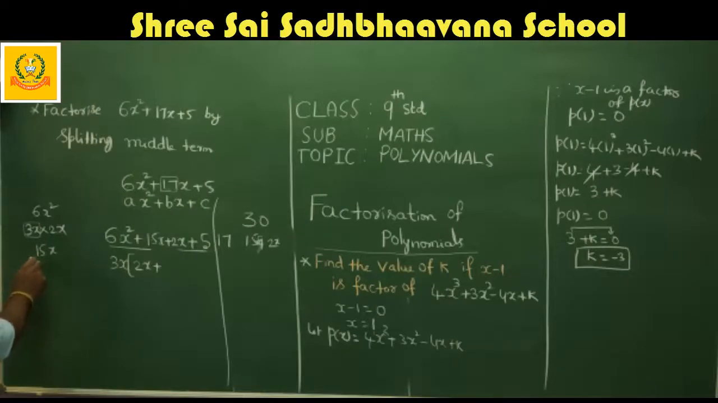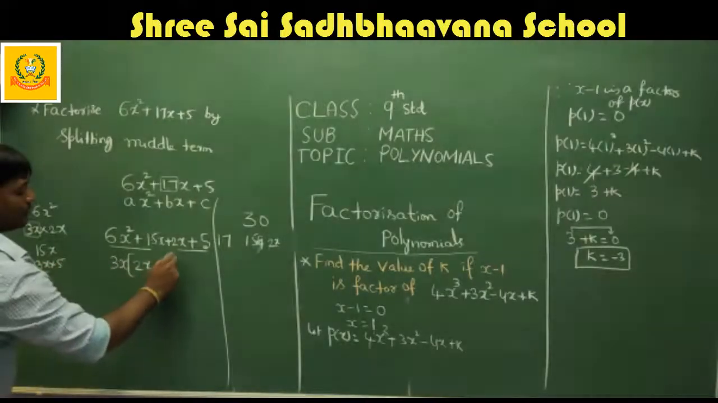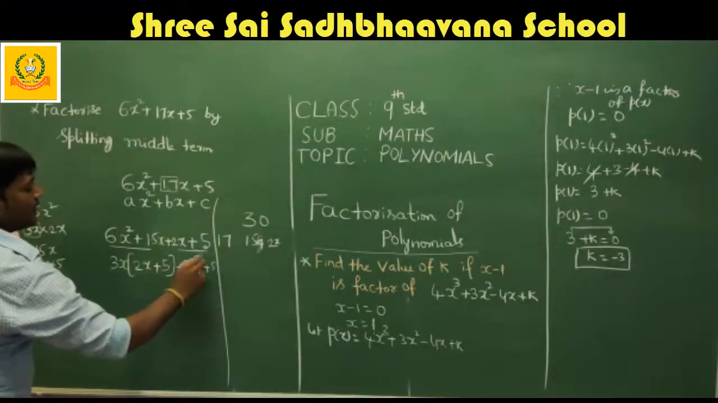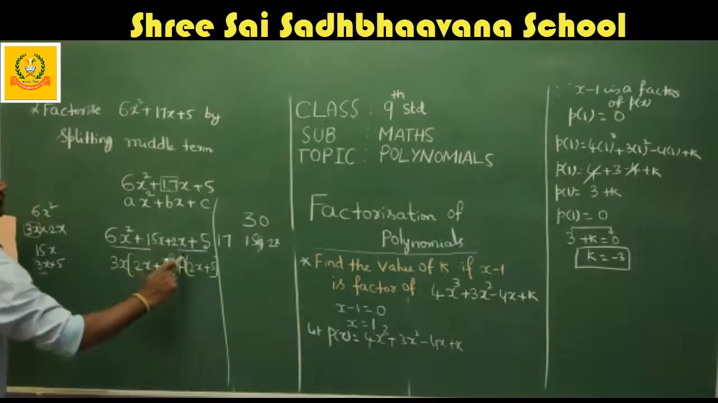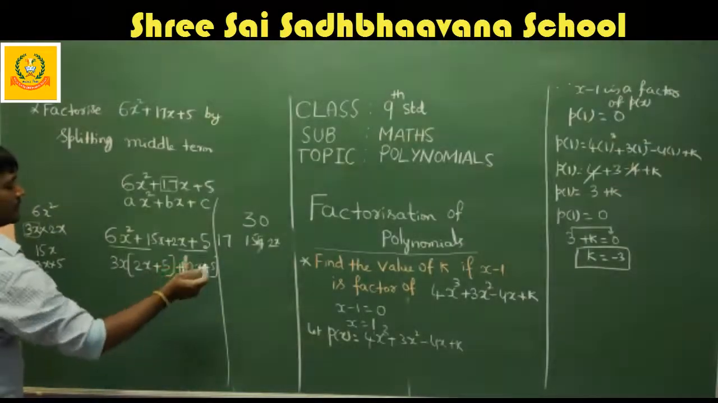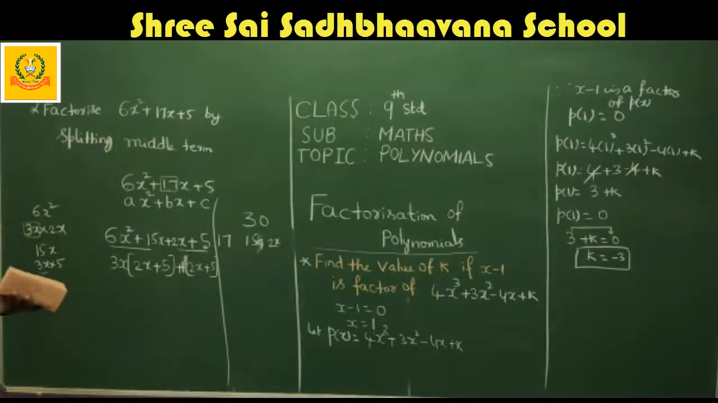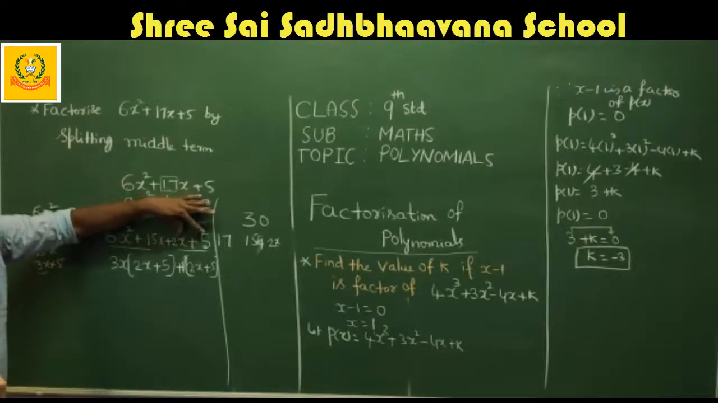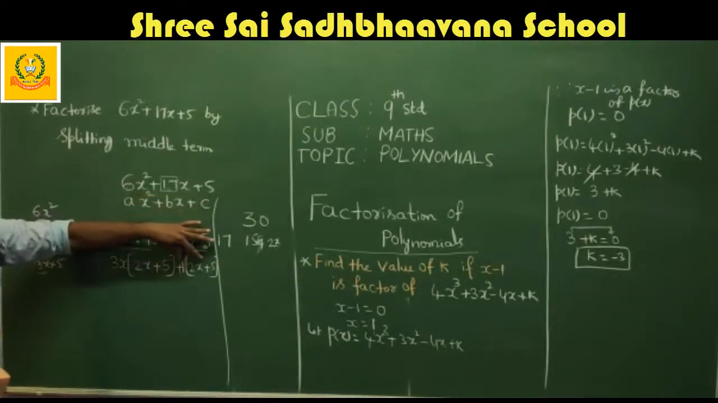Similarly, 15x is there. Can I write this 15x as 3x into 5, because 3 fives are 15, and 15 into x? When I take 3x common, what remains? 5. So plus 5. Here we already have 2x plus 5. Can I write this 2x plus 5 as 1 into 2x plus 5? Correct, because any term multiplied by 1 gives the same term. There is nothing wrong in writing 2x plus 5 into 1.